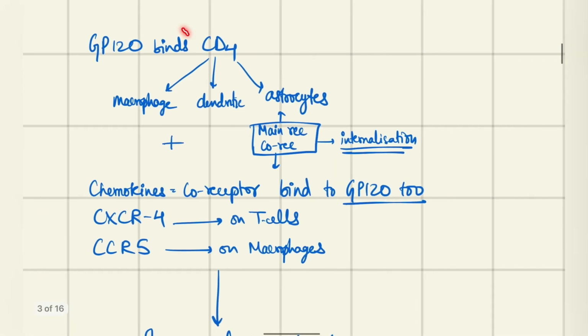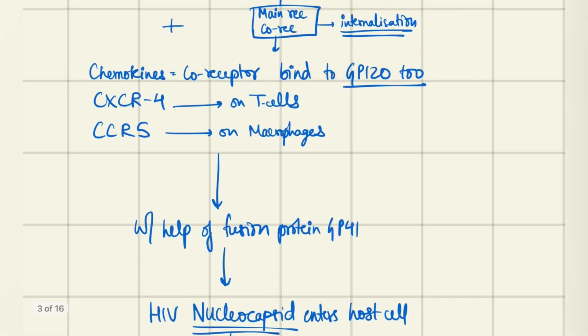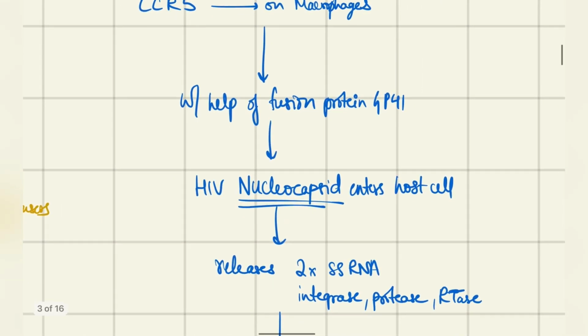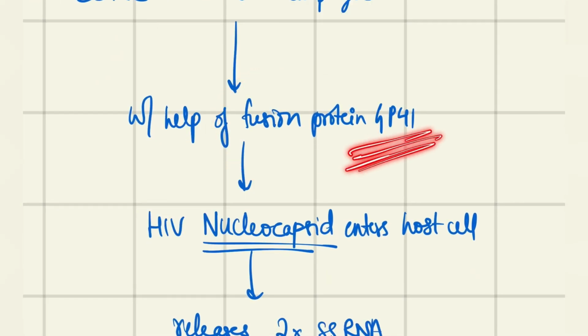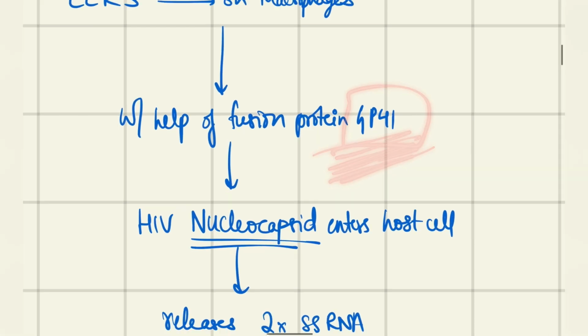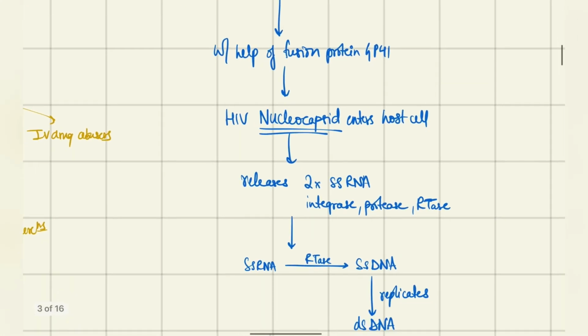Mainly, you just have to remember gp120 will bind to CD4 and also the chemokine receptors. With this main response and this co-response, internalization will occur. Both responses occurring will help in internalization. Internalization will occur with the help of which protein? Yes, it will be the fusion protein gp41. So both responses occur, and gp41 helps in fusion and internalization.